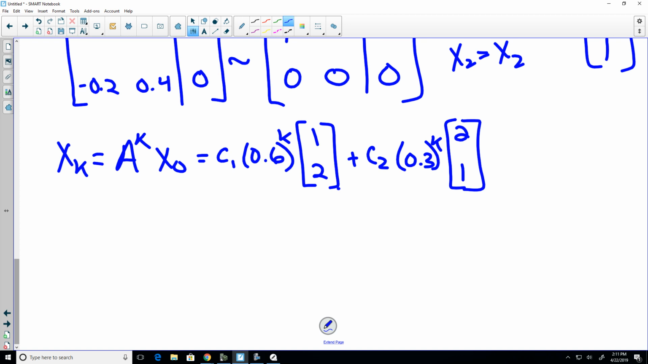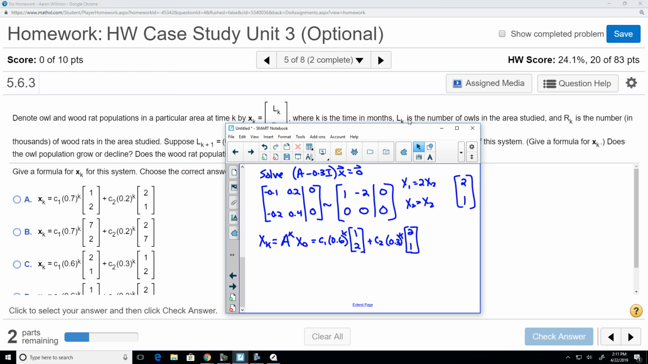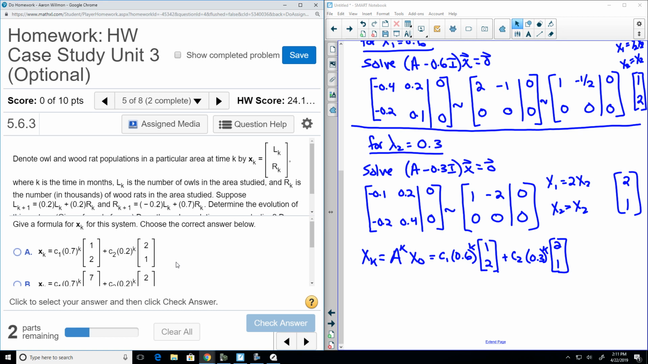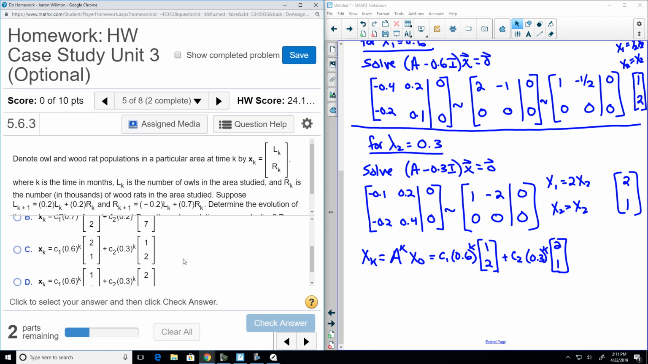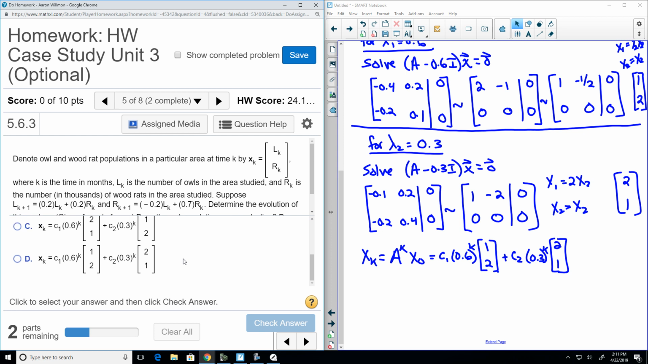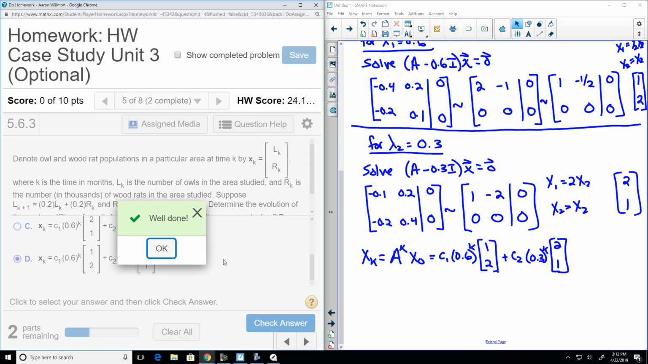If we had this initial vector x sub 0, we could figure out what c1 and c2 are. Okay, we would figure out what linear combination of the eigenvectors would give us x sub 0, but we don't have x sub 0 here. So let's see what matches up here. It's like the last one, D. We in agreement? Yep. That was it.